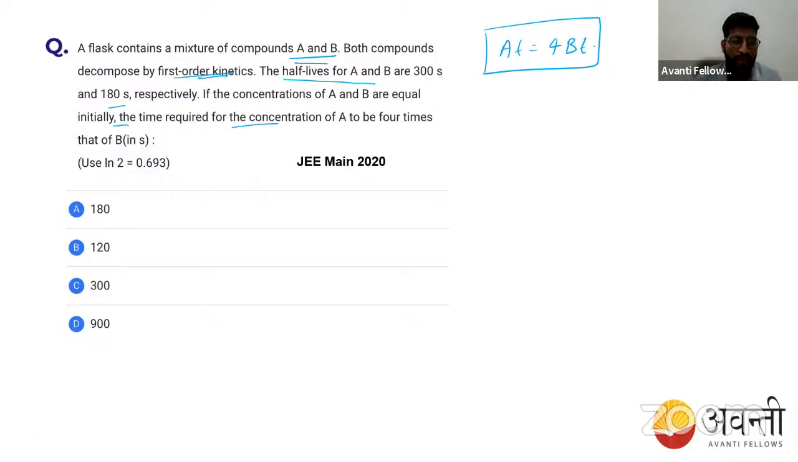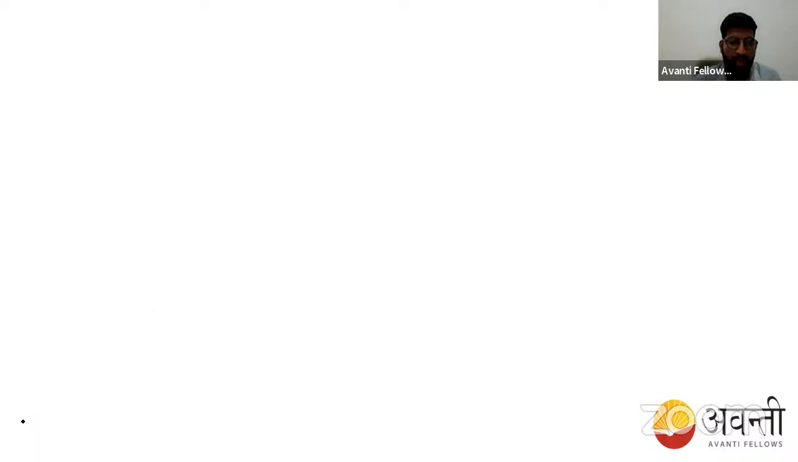Okay, so I'm going to solve it here. A has a half-life of 300 seconds. Here initially A and here B. Initially A is 100 molar constant, 100 molar we are taking. After 300 seconds, it will have a concentration of 50 molar.